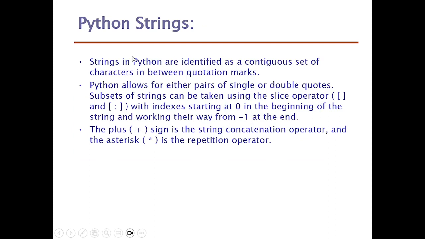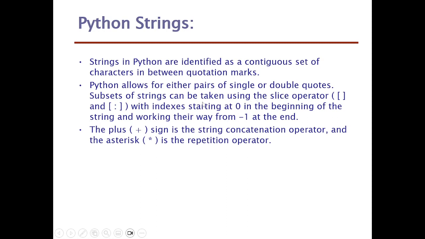So, Python strings. Strings in Python are identified as a contiguous set of characters in between quotation marks. A string has many characters. For example, if you have the word John, it has 4 characters. Every letter is counted as a character. So if you have the word John, you basically have 4 characters. Python allows for either pairs of single or double quotes.